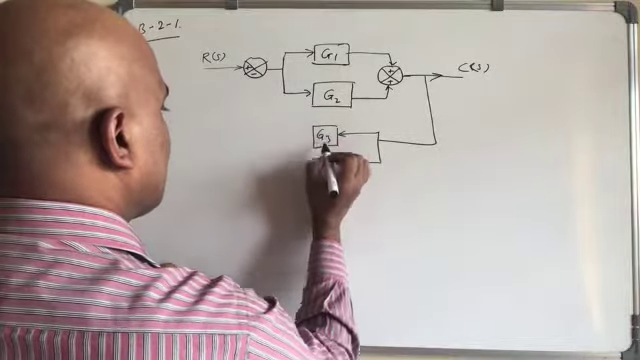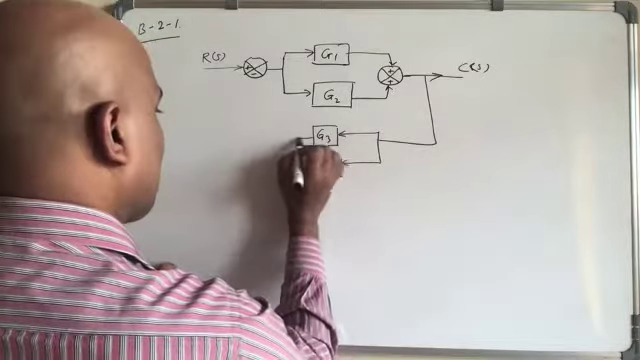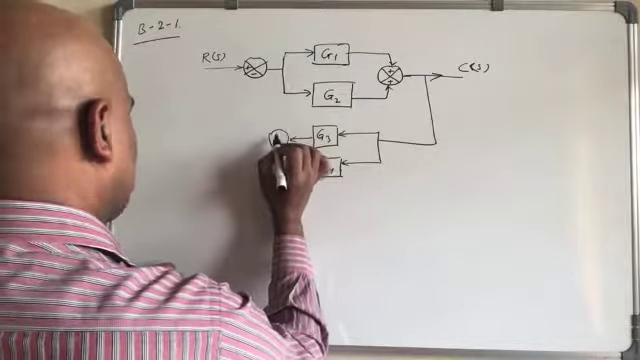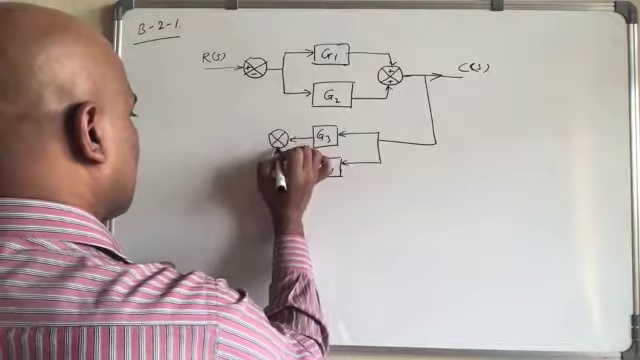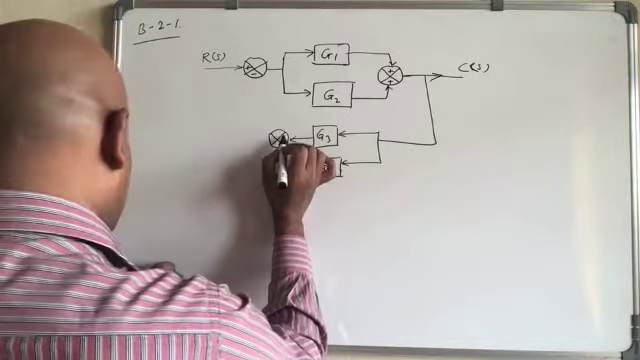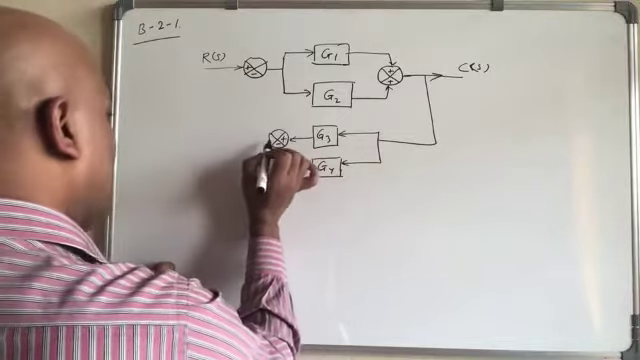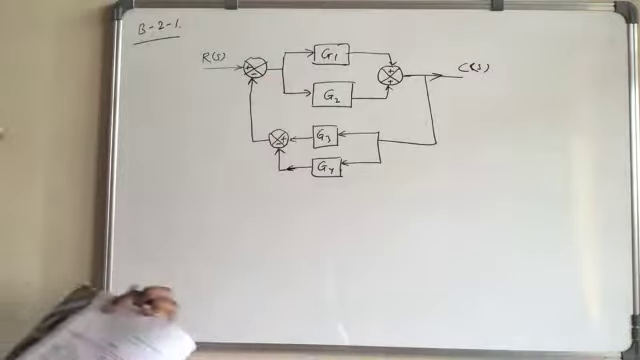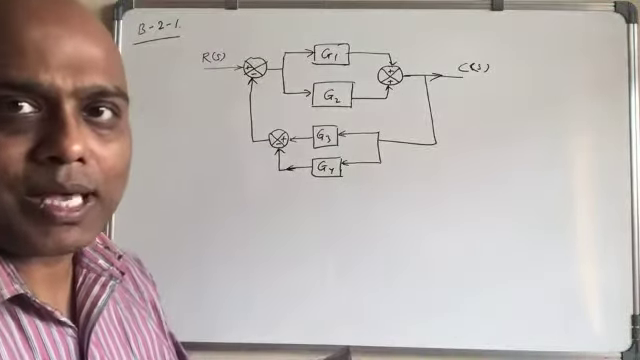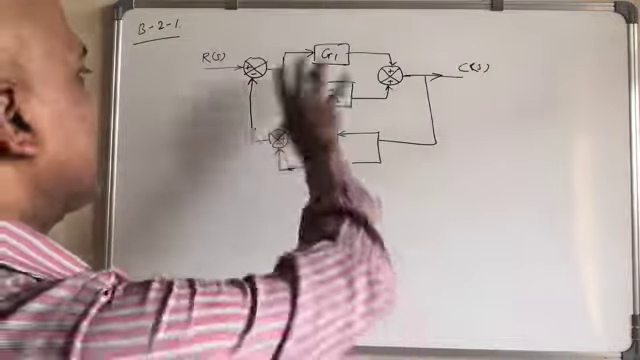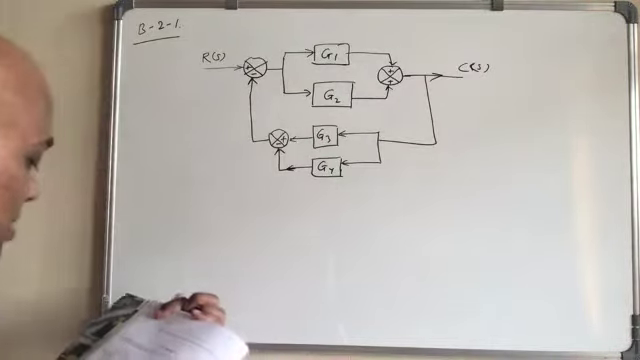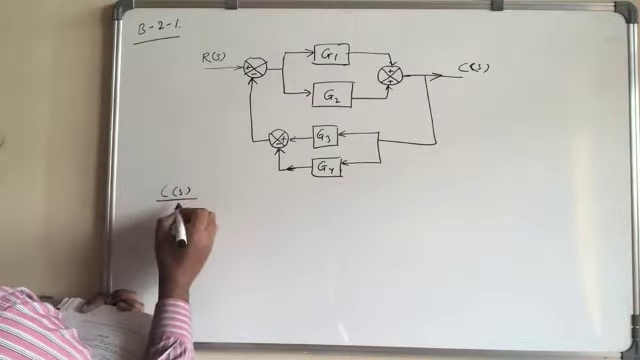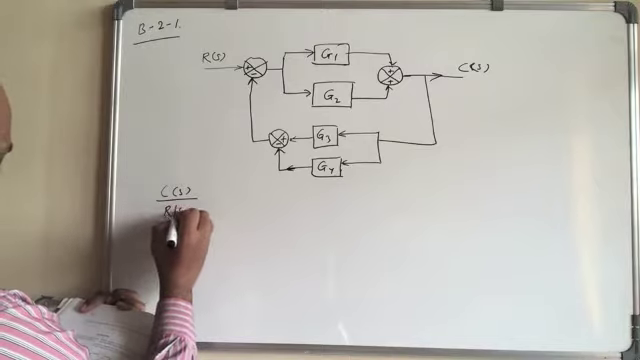So G3 here, this is G4. Sorry, this goes like this, again an adder. So this is plus, this is minus, and goes here and goes minus here like this. As you see, this is more complex than what we have studied. So if you want to know the closed loop transfer function, that means C(s) divided by R(s) equal to what?